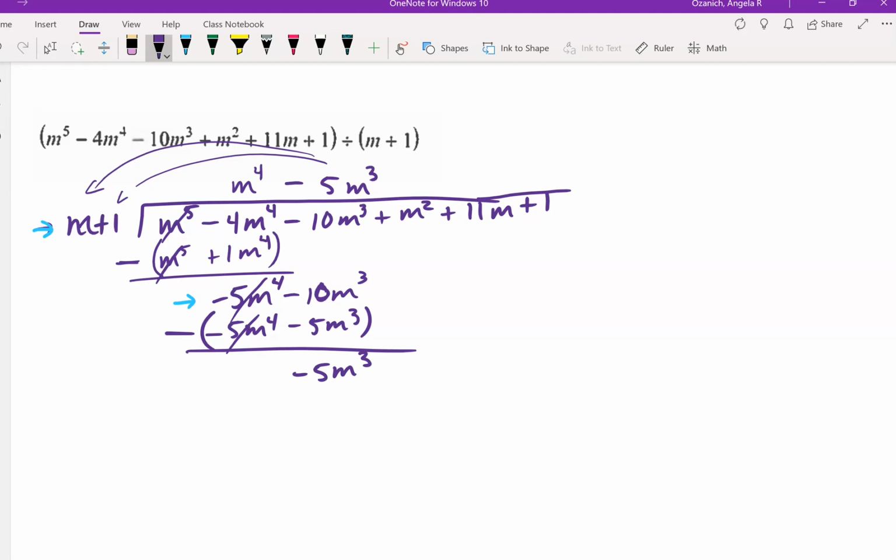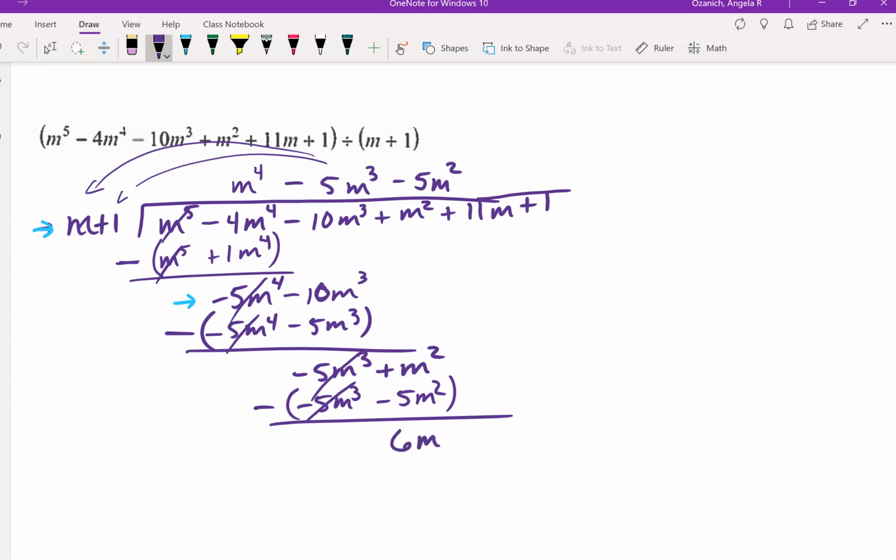You ask yourself again, what do I multiply m by to get negative 5m cubed? And it's a negative 5m squared. So let's try that. Negative 5m cubed and then negative 5m squared. Again, we're subtracting. Just keep going. Subtracting that, looks like we're going to get, let's see, is it going to be a negative or a positive? Positive 1 minus a negative 5 should be a positive. And then I bring down my 11.